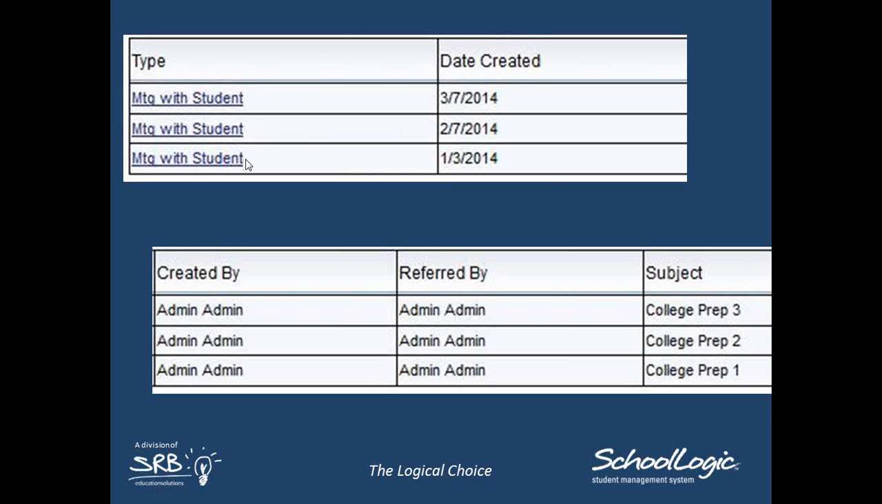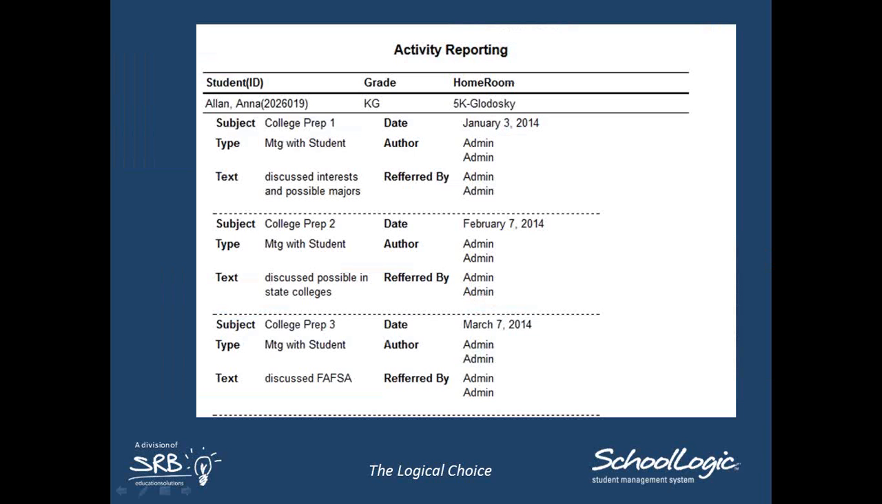Somebody in their correspondence type table has obviously created an entry called meeting with student. But to me, the interesting part here is the subject. I'm going to guess the guidance counselors in the district are using this, and the guidance counselors have a series of planned meetings with the students. So this is college prep meeting 1, prep meeting 2, and prep meeting 3. Now, the details of those might look something like this.